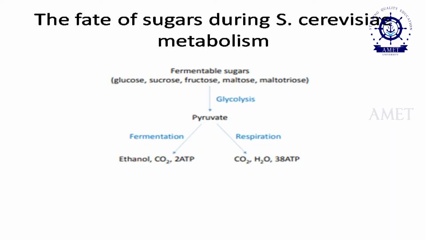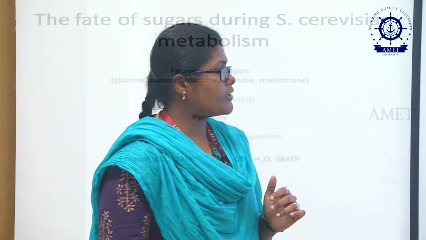The next thing: what happens to the sugar when the yeast starts consuming it? The fate of the sugar during Saccharomyces cerevisiae metabolism. Here these are the fermentable sugars, as I told, macronutrients: glucose, sucrose, fructose, maltose, maltotriose. They are fermentable sugars which undergo the glycolysis pathway. In the glycolysis pathway, the sugar gets converted to pyruvate.